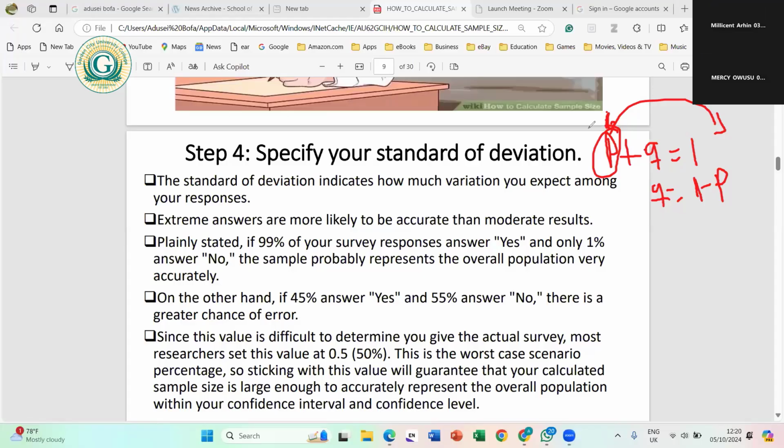Millicent, ask your question. Yes, sir. Please, can you speak a bit louder? Hello, sir. Hello, sir. Yeah. Okay, sir, please, I'm confused about the whole thing. Please, I'm pleading with you if you can go over again. Please, can you be specific? I started with population size, I've talked about confidence interval, I've talked about this. So can you be specific, please?